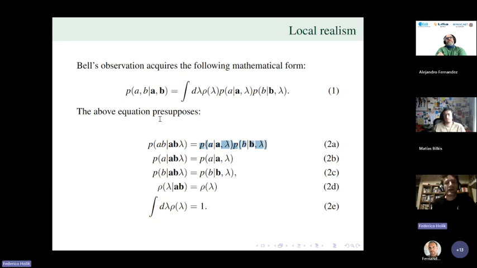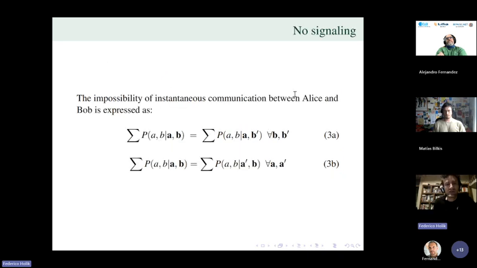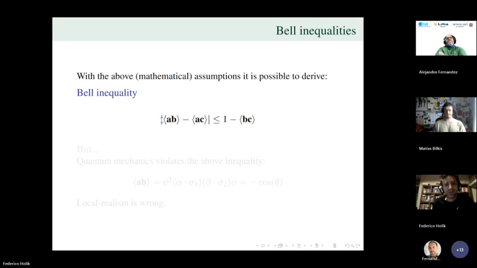Okay, under those assumptions, in the end, there are more assumptions, but I will not go into the details. We can go into them if you have questions. So this is the observed probability, and this is the assumption that it can be rewritten under the hypothesis of local realism in this way. If you assume this, well, okay, Bell was able to derive inequalities. So the observed correlations between different types of Alice and Bob measurements obey certain inequalities, if local realism is correct.